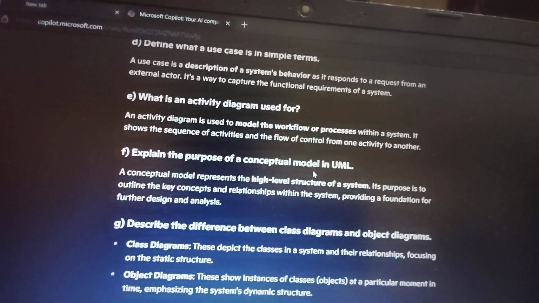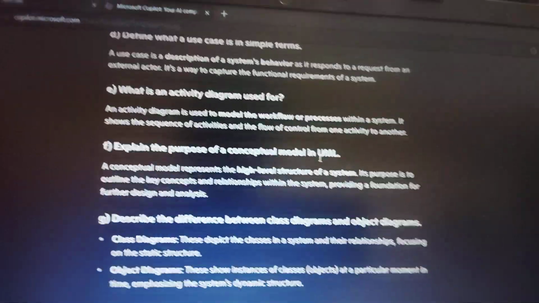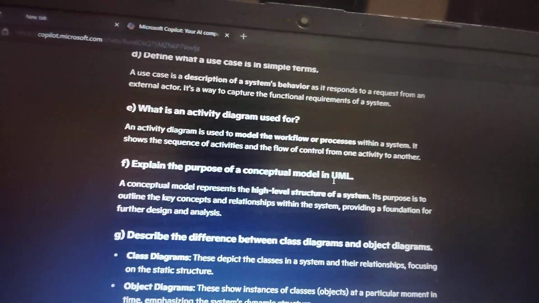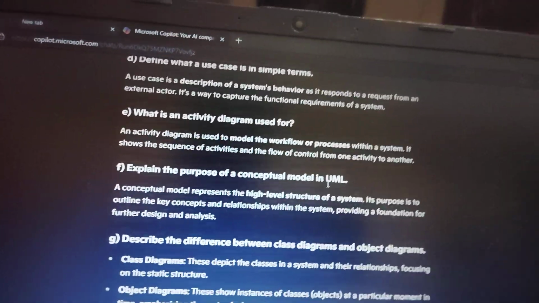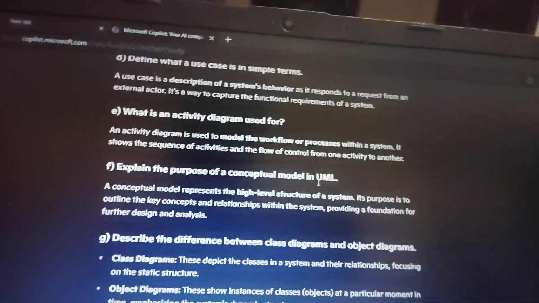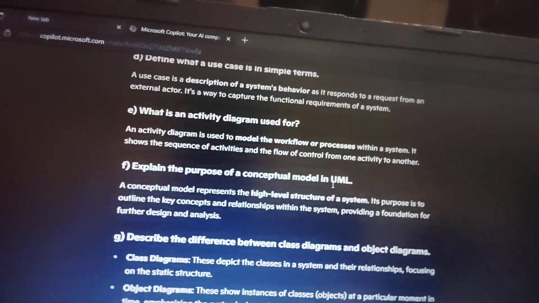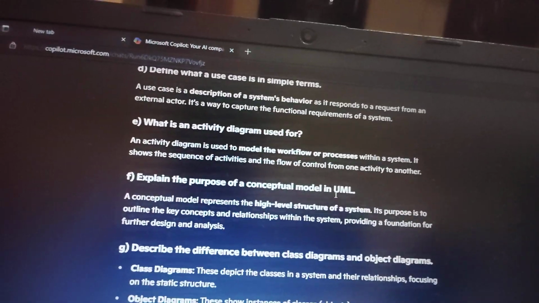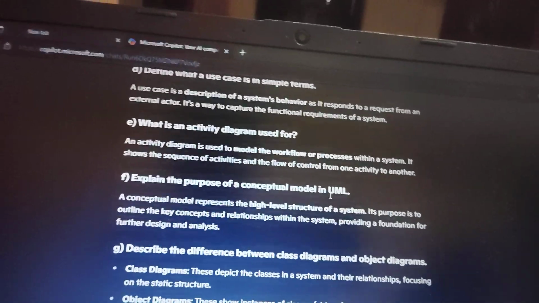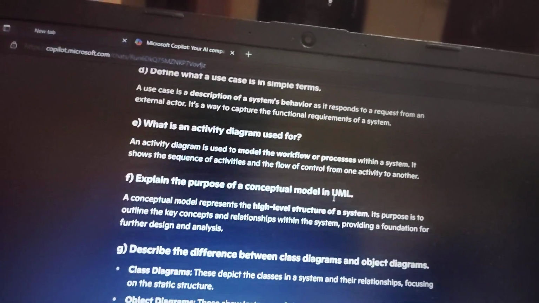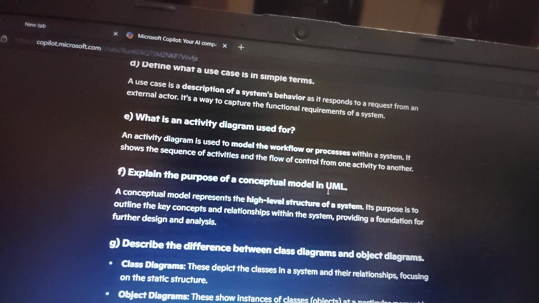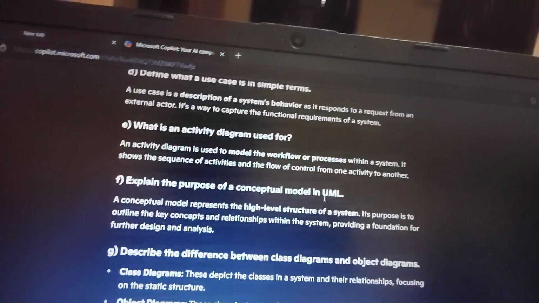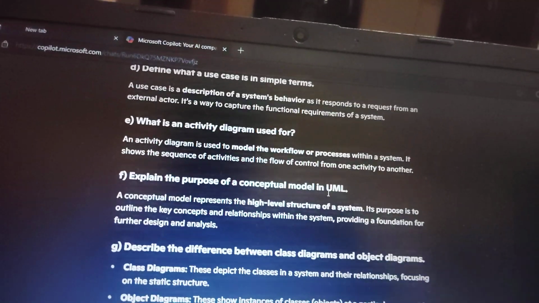So what is the purpose of a conceptual model? We need to remember that it is very important. A conceptual model represents the high level structure of the system. Its main purpose is to outline the key concepts and relationships within the system, providing a foundation for further design and analysis. It represents the outline and key concepts and relations within the system, providing a foundation for further design and analysis.